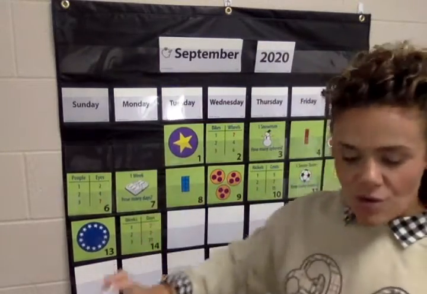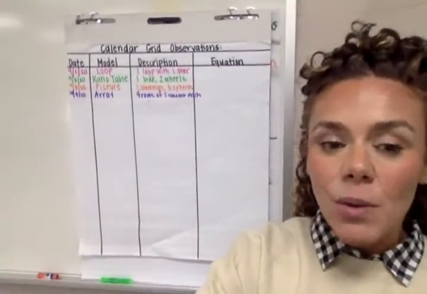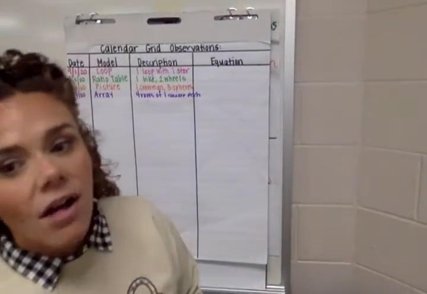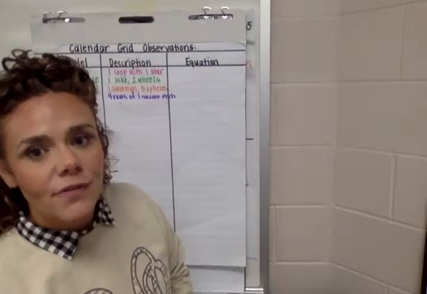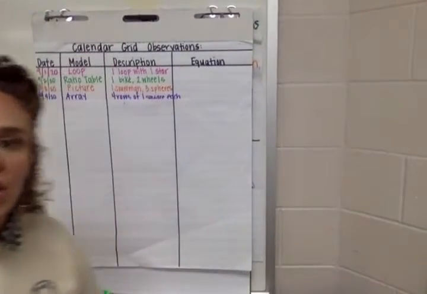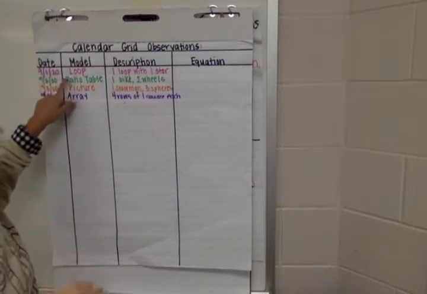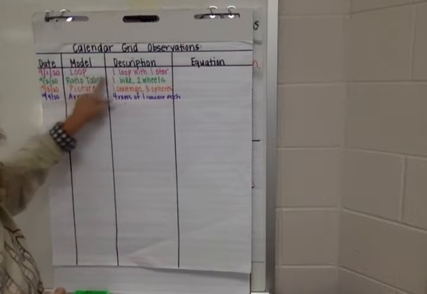Now it's been a couple days, so we need to update our calendar grid observations. You guys haven't really updated them at all. I've been putting them in there, but we need to review them and review what goes on there. So we need to write the date, the model of our card, and then the description.